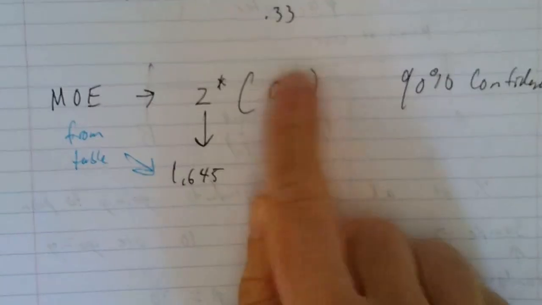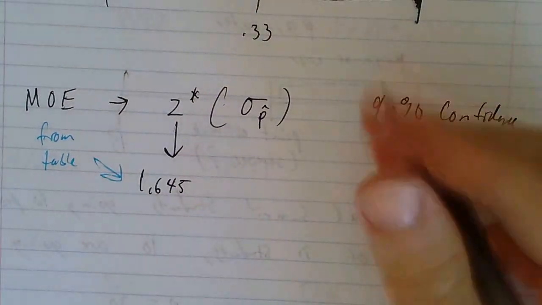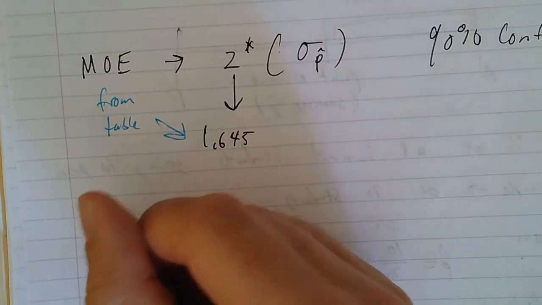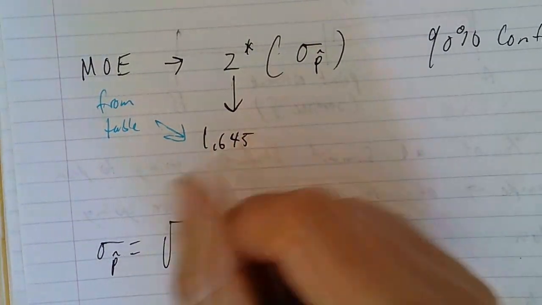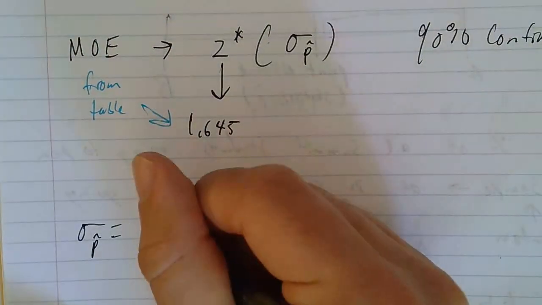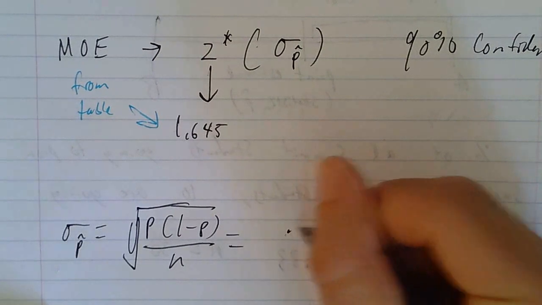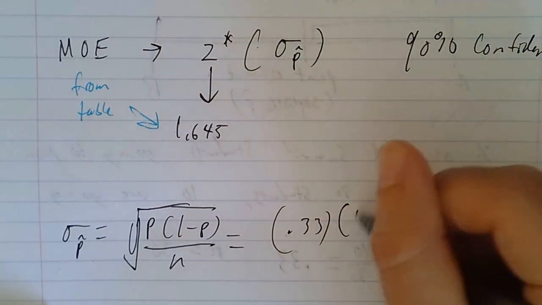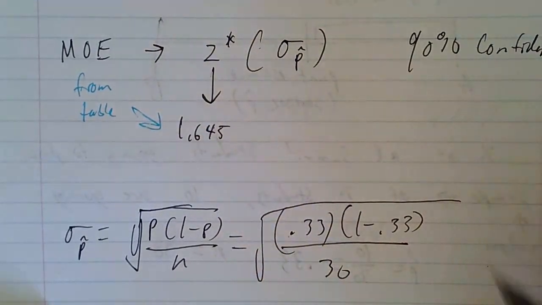The standard deviation is the more difficult part. The equation of standard deviation is sigma p hat is the square root of p(1 minus p) all over n. We've been doing this in class. Plug in your values: 0.33, 1 minus 0.33, all over 30, square rooted.